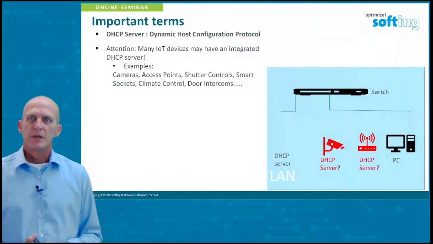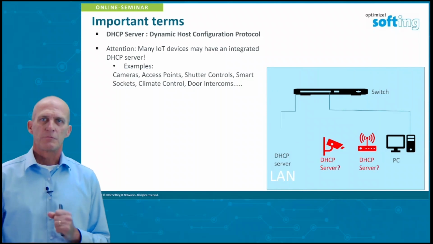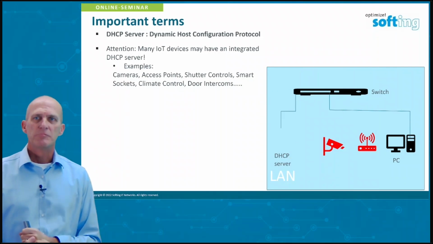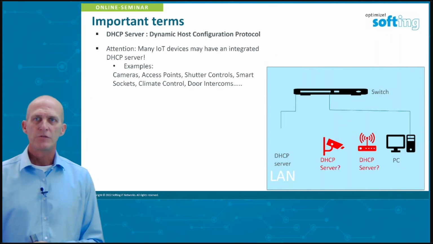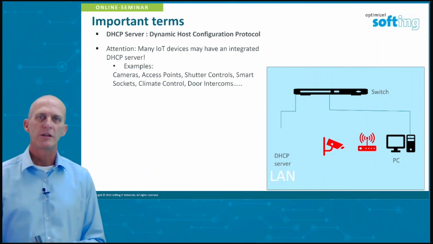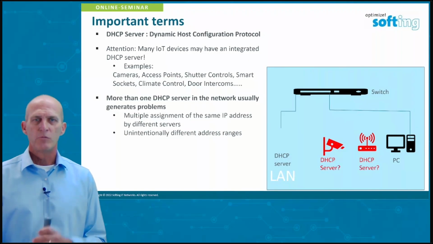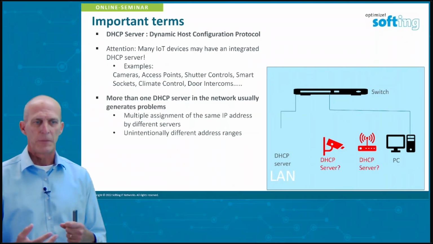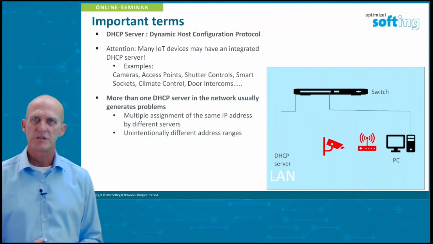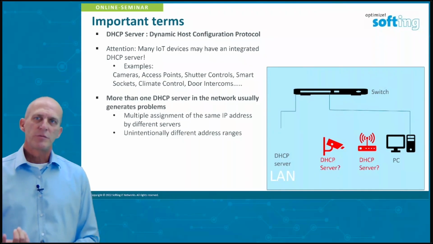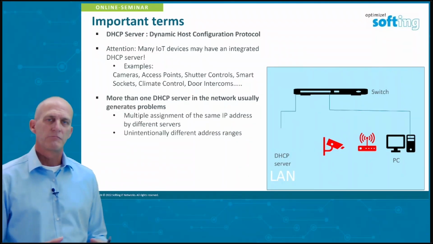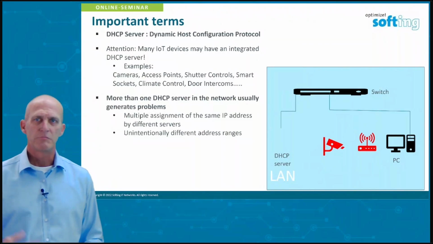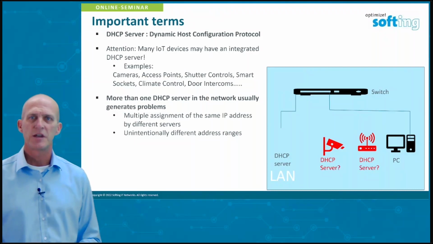Right, so what can go wrong here? What can be problems here? Many IoT devices have integrated DHCP servers. So if you put in an additional DHCP server into your network, you can have problems in the network. More than one DHCP server can then give the PC that you just want to connect to your network false information. So it can happen that you get multiple assignments of the same IP address by different servers. You can have addresses from a misconfigured address range, for example. All kinds of crazy things can happen.